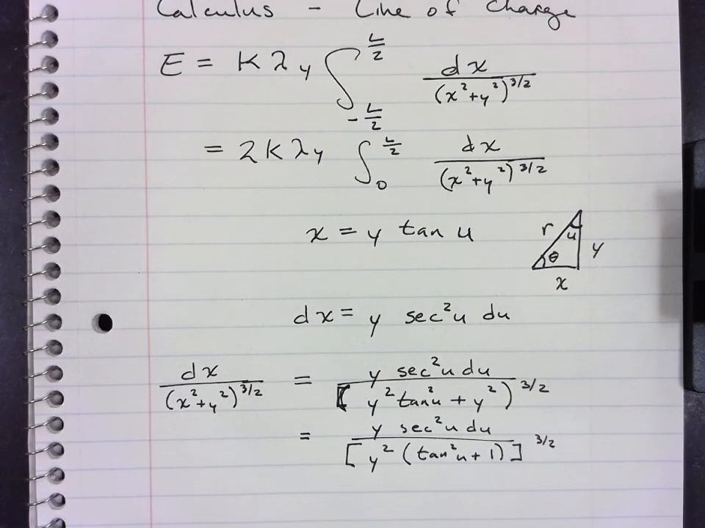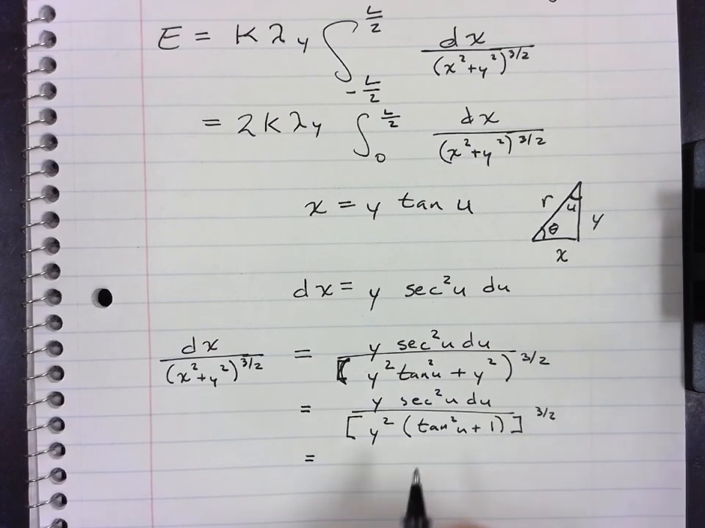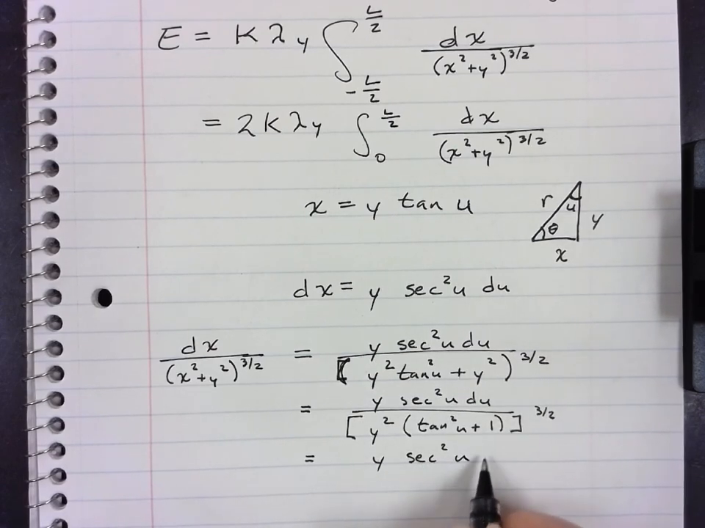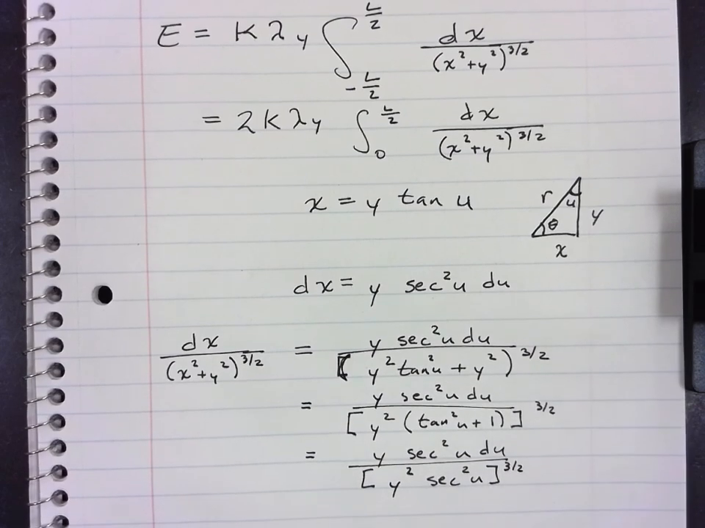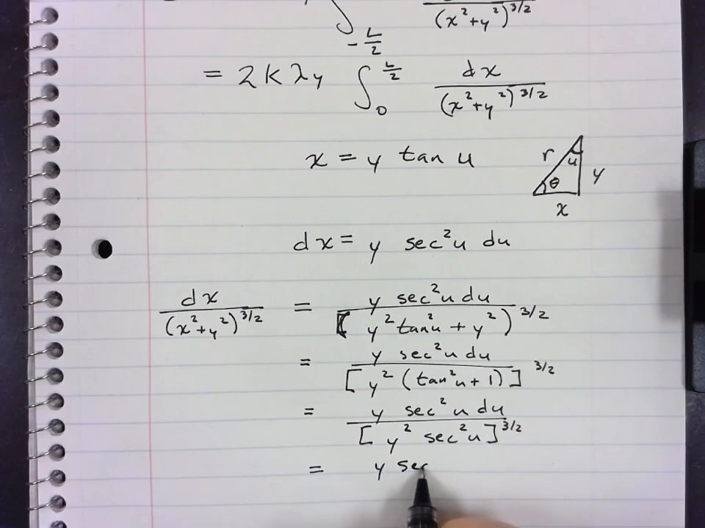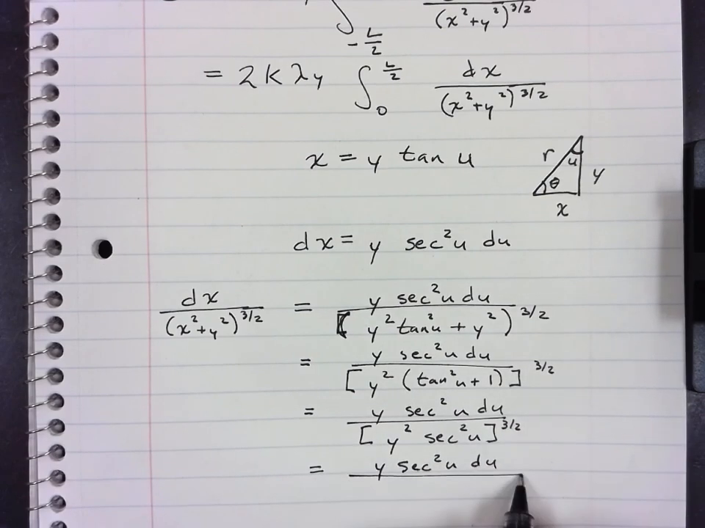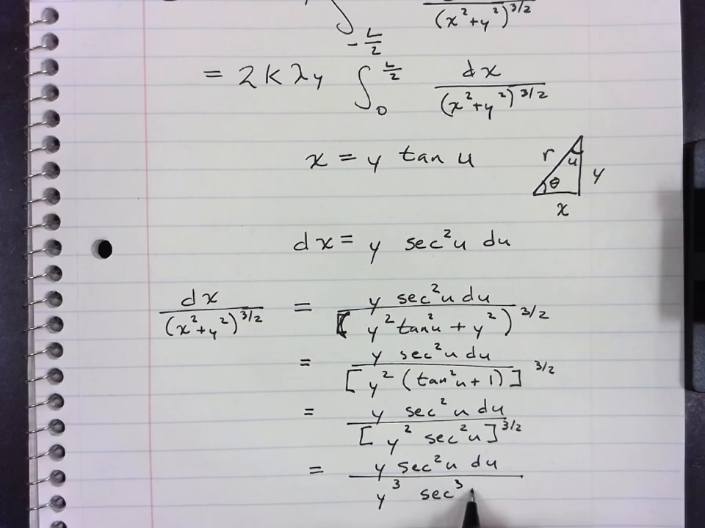And the reason for doing that is we have a trig identity here. Tangent squared plus 1 is equal to secant squared. So y secant squared u du over y squared secant squared u to the 3/2 power. Now we can distribute this 3/2, and we still haven't done anything to the numerator. Secant squared u du over our denominator: y squared to the 3/2 power is y cubed, and secant squared to the 3/2 power is secant cubed.